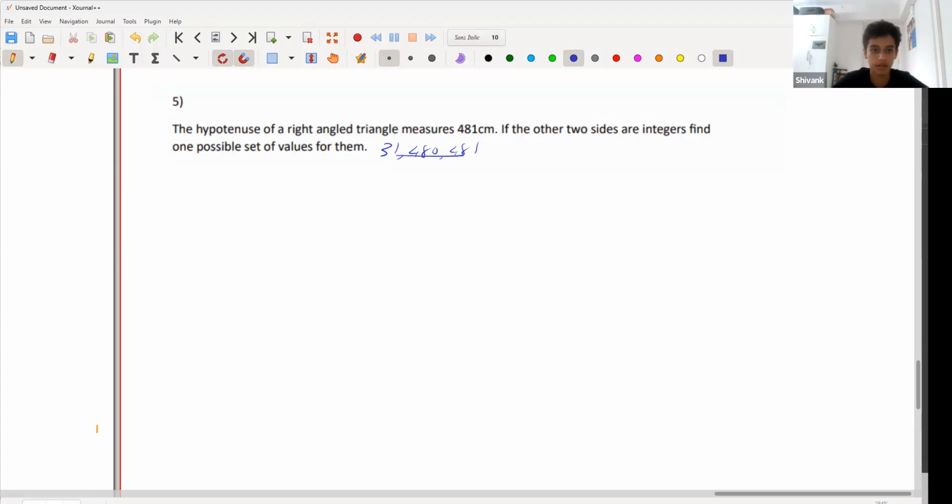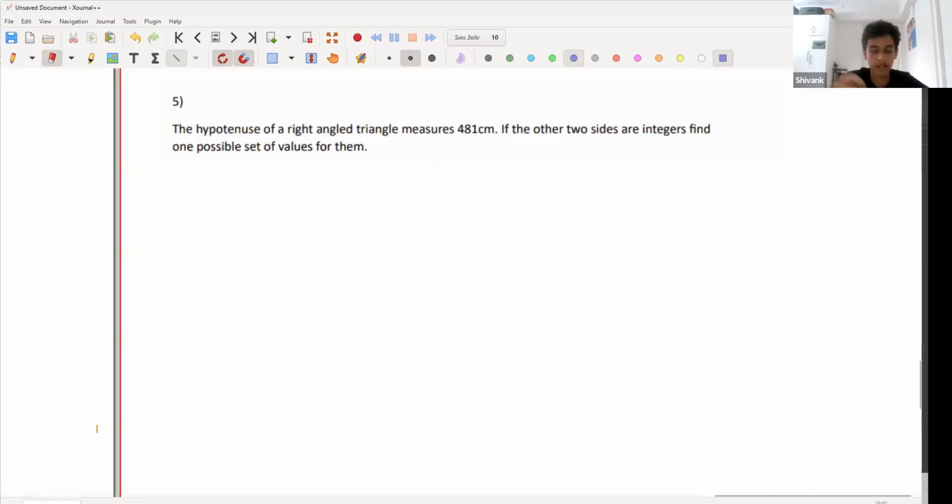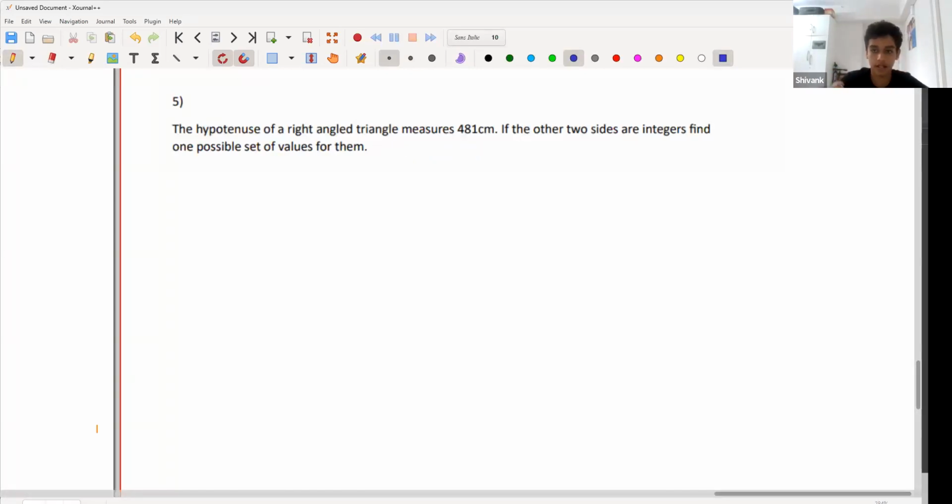Mine was a complete guess method. I assumed that 31 plus 480 would be... Where did you come up with 31? So first I did 480 squared, and then I subtracted 481 squared minus... So it took me quite some time. Okay. All right.